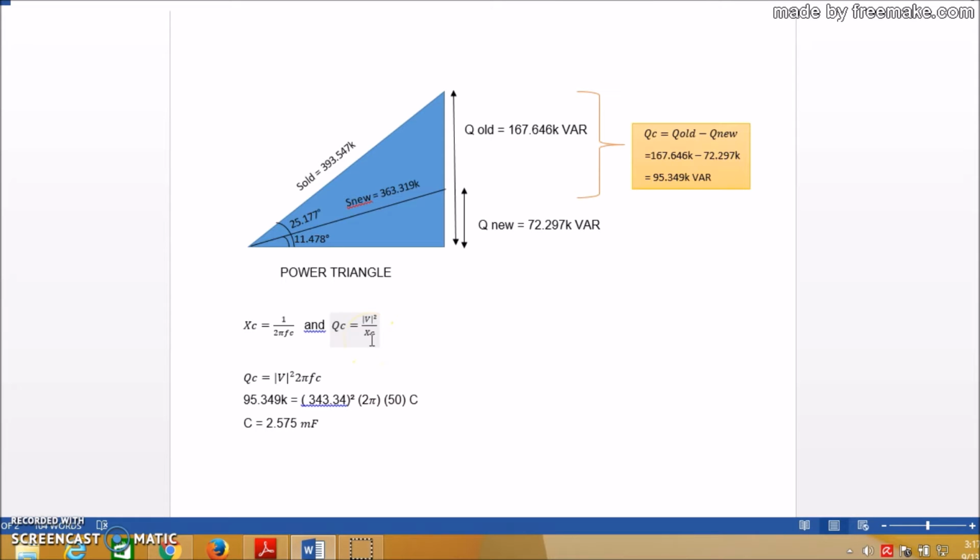We need to find the value of C in our task. The value of QC and the value of V squared, and 2 pi F with F at 50 Hz, had been given from the questions, and C is the value that we want to know. After we substitute all the values, at the end of this task, we managed to calculate the value of C, which is 2.575 millifarad. That is the C that we obtained from our task. Thank you.